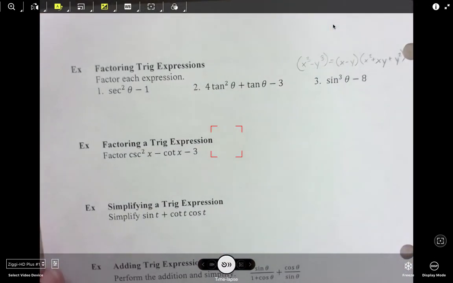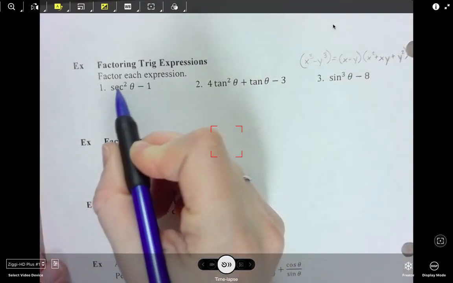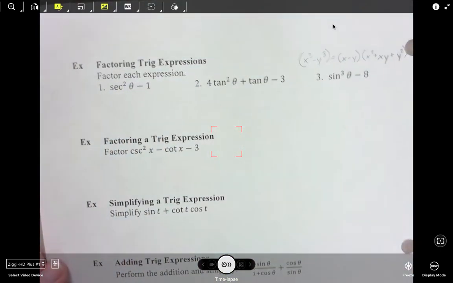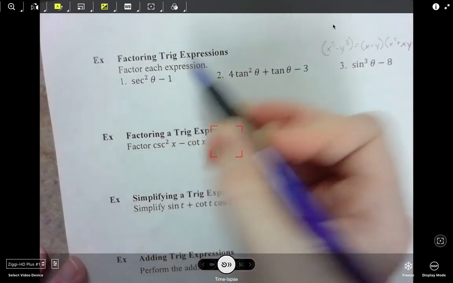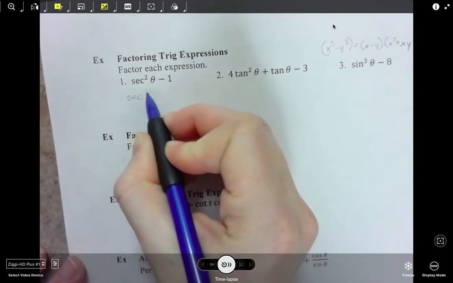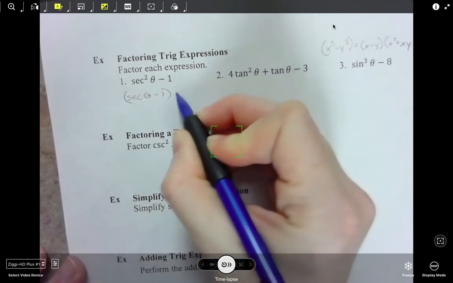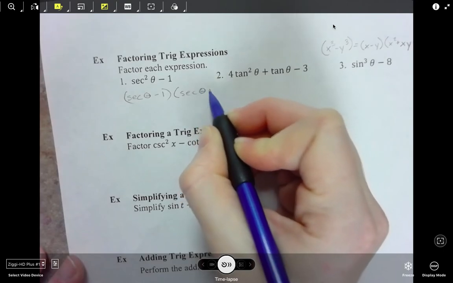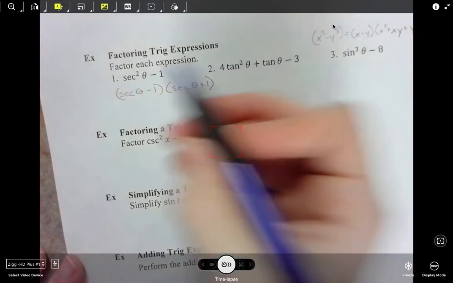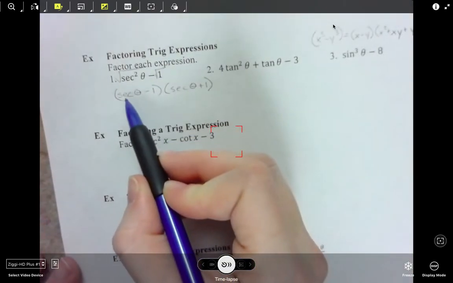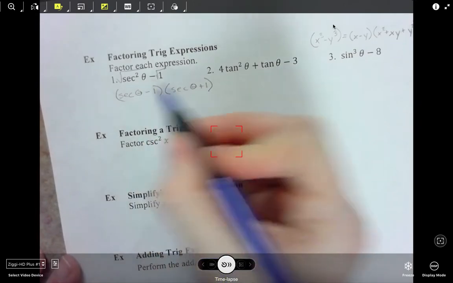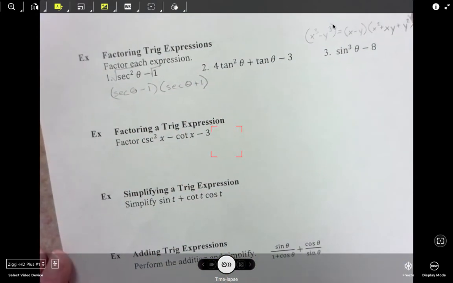Okay, I'm going to flip onto the back side. So factoring. So now we're breaking stuff down instead of simplifying. So secant squared theta minus 1. If we're factoring, secant squared theta minus 1 is secant theta minus 1 times secant theta plus 1. That is a difference of squares, because I can take the square root of secant squared and I can take the square root of 1. So difference of squares, one of them is minus, one of them is plus. That's all that we were wanting to do.